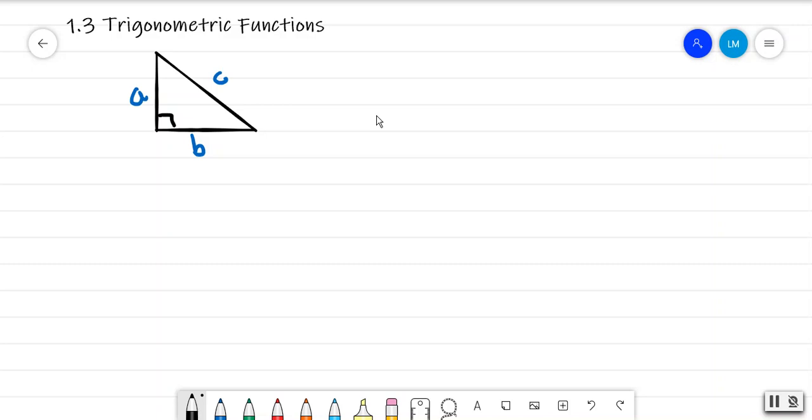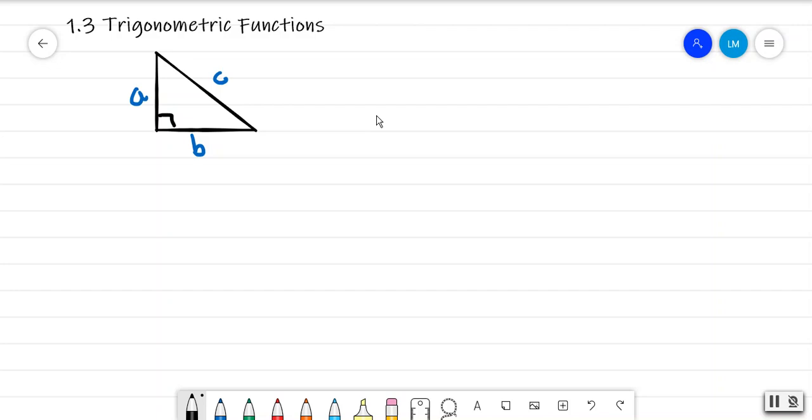Hello, in this video we're going to look at trigonometric functions. Trigonometric functions are going to be seen throughout the entire course, including when you get to Cal 1, Cal 2, Cal 3. So it's going to be pretty useful to understand the definitions of all your trigonometric functions. We start off simple, where we look at a right triangle.